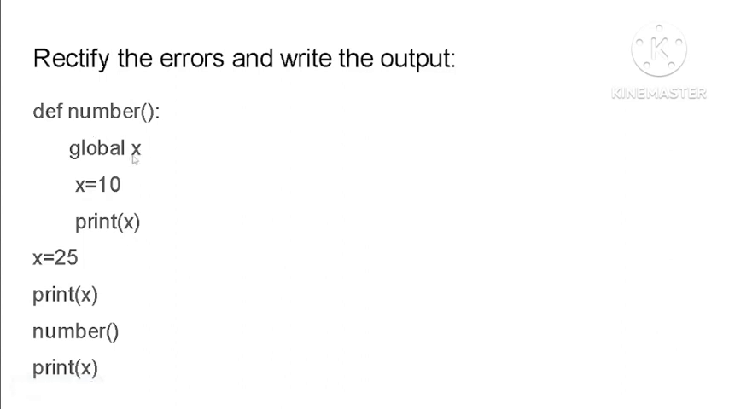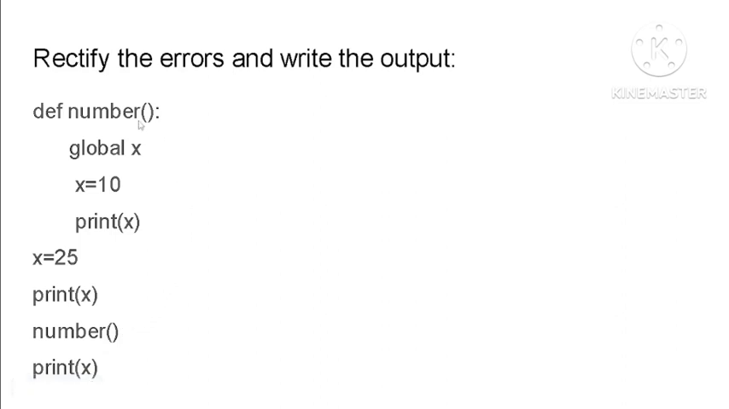def number, global x is equal to 10, print x. Here the global value x is 25, print x, number, print x. So what happens in this statement? First, x is equal to 25. x is a global variable with value 25. print x. What is printed on the screen? 25. Then function number is called.